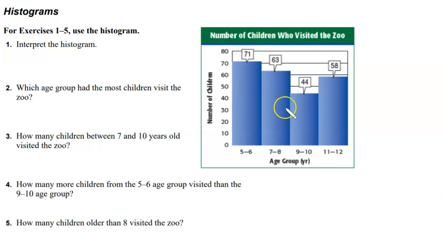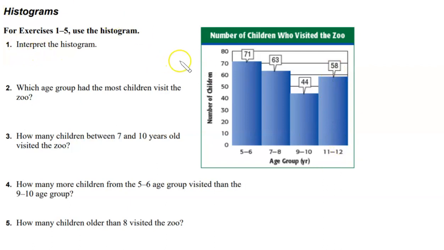So you notice it already gives you numbers up at the top. They did half your battle for you. So 71 kids are 5 and 6 years old. 63 kids are 7 and 8 years old. 44 kids are 9 and 10 years old, and 58 kids are 11 and 12 years old.